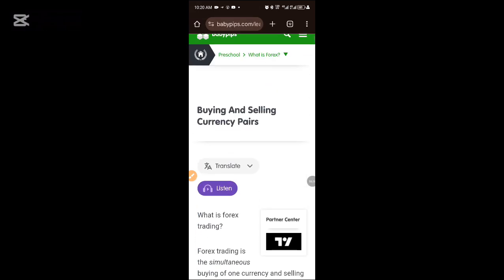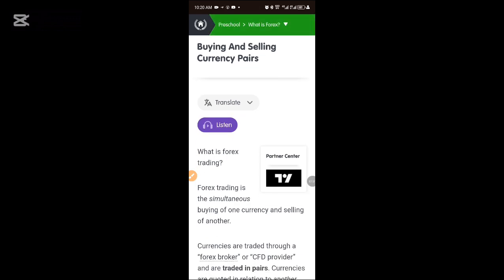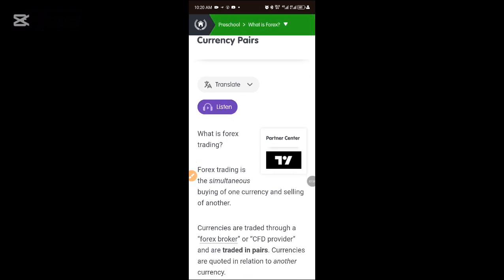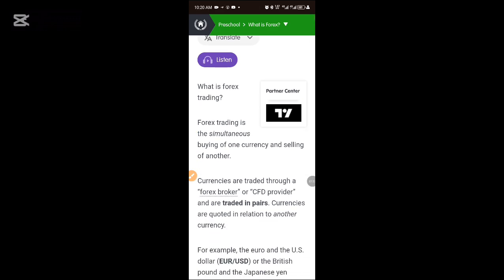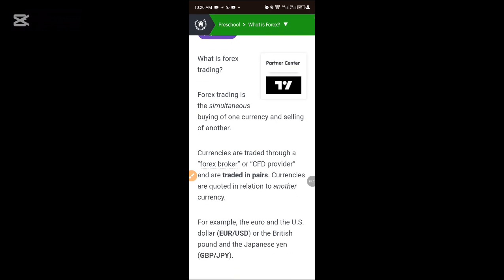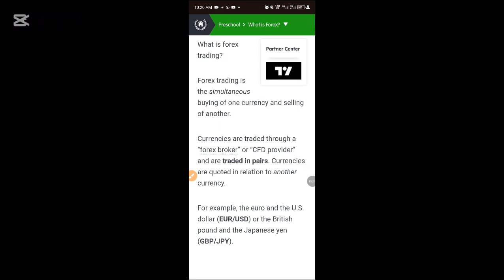Next on our list is buying and selling of currency pairs. I already explained this: what we trade is we buy and sell currency. This is how we make money in the forex market. Forex trading is the simultaneous buying of one currency and selling of another. A pair is two currencies. So when we have a pair like euro USD, we are forecasting that either the euro will be stronger than the USD, or the USD will be stronger than the euro.